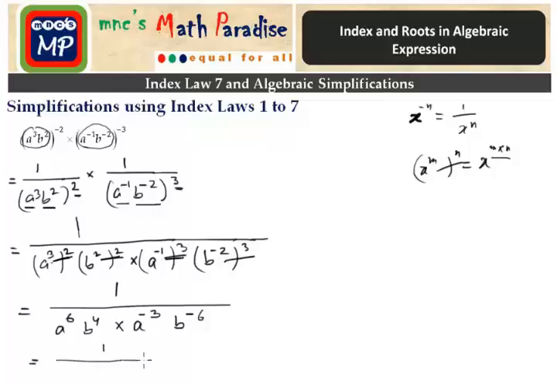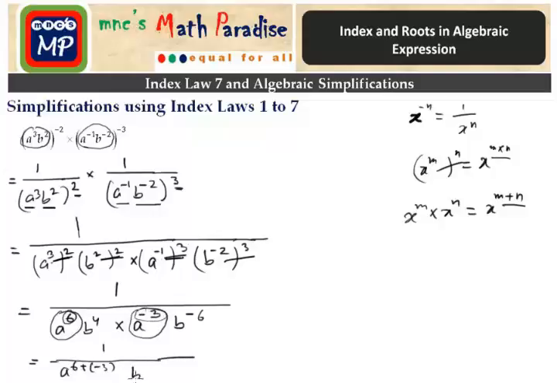1 upon, here a to the power 6 and a to the power -3 are multiplied. So we know the formula: x to the power m times x to the power n equals x to the power m plus n. For multiplication, the powers are added. So a to the power 6 times a to the power -3: if we add the powers, a to the power 6 plus -3. Since these are multiplication, their powers 6 and -3 are being added.